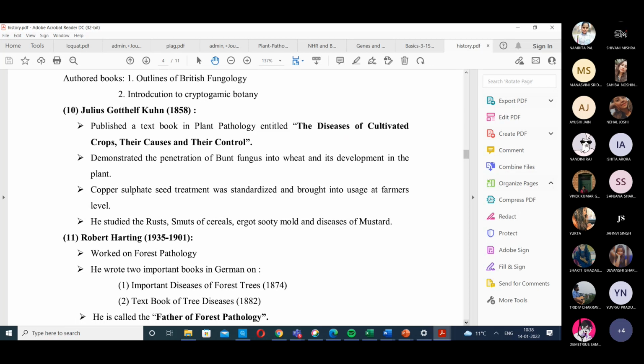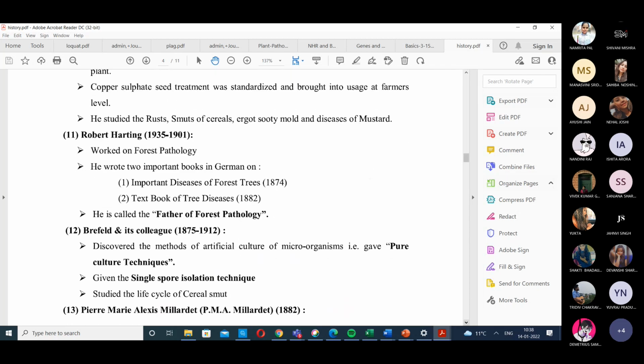He used copper sulfate in the management also, right? So some of the work. Then Robert Hartig was the person who worked on forest pathology, and he published two important books, and he's called the father of forest pathology.